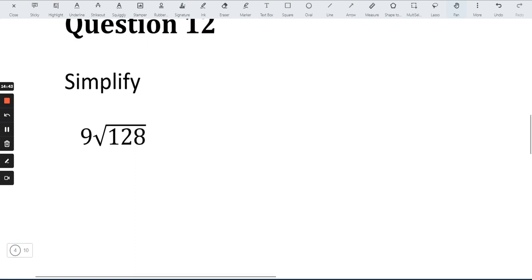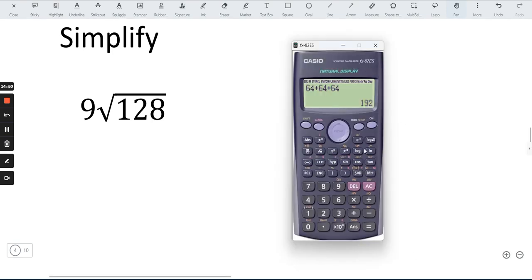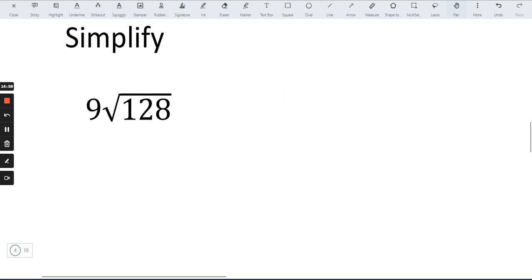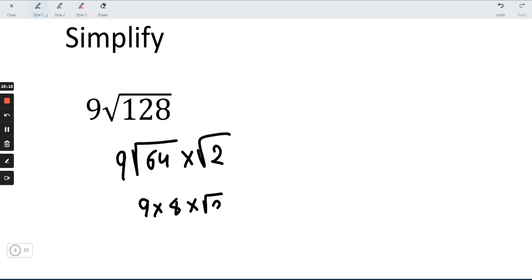Question 12 here, 128. We can try also 64 here. 64 plus 64 equal 128, so 9 times square root of 64 times square root 2. This will give us 9 times 8 times square root 2, which is 72 square root 2.